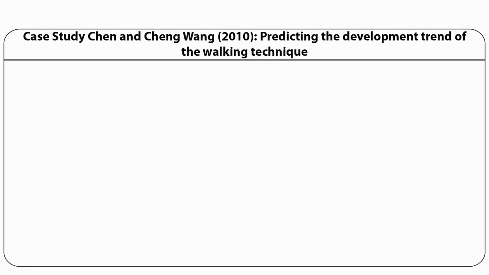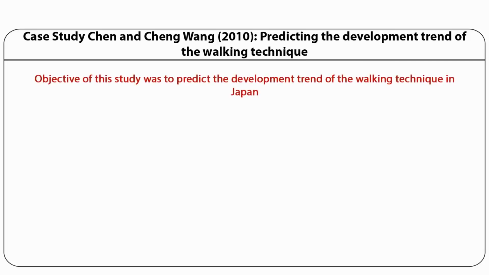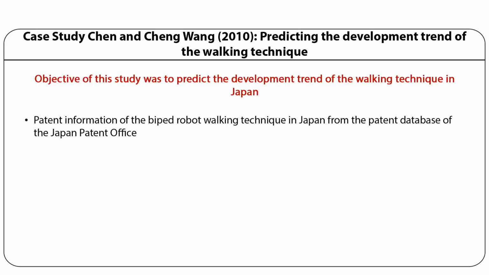This is a case study predicting the development trend of the walking technique through artificial methods. The objective of the study was to predict the development trend of the biped robot walking technique in Japan. Patent information of the biped robot walking technique from the patent database of the Japanese Patent Office was used to predict this trend. S-curve, Loglet Lab analysis, and the Pearl and Gompertz models were used.